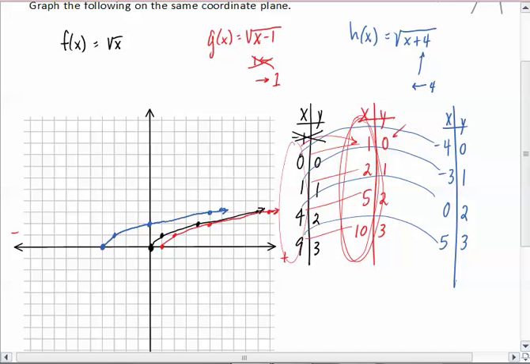Alrighty, so I hope this is helpful. These again are horizontal translations. That just means it's a slide.